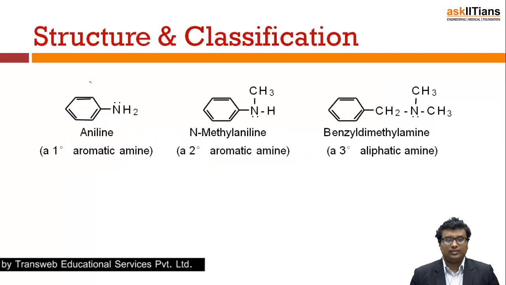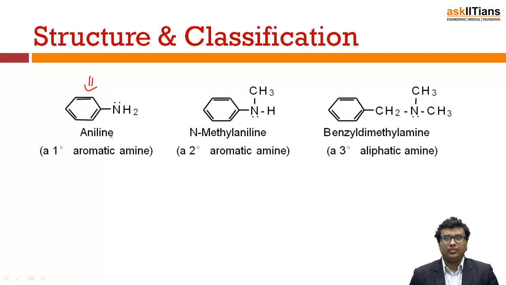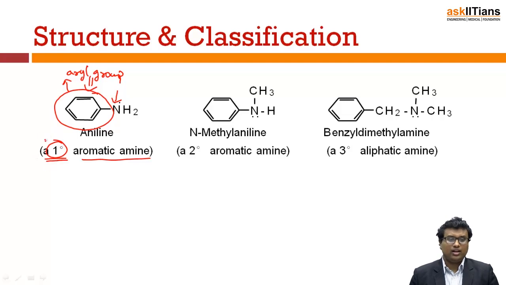So what is this now? This is aniline. What is happening in aniline? I have nitrogen and one of the hydrogens is replaced by a phenyl group. That means it is an aryl amine. This is an aryl group, and we know that if you have an aryl group, it is called an aromatic amine. So it is a 1 degree aromatic amine. Why only 1 degree? Because there is only 1 hydrogen replaced.